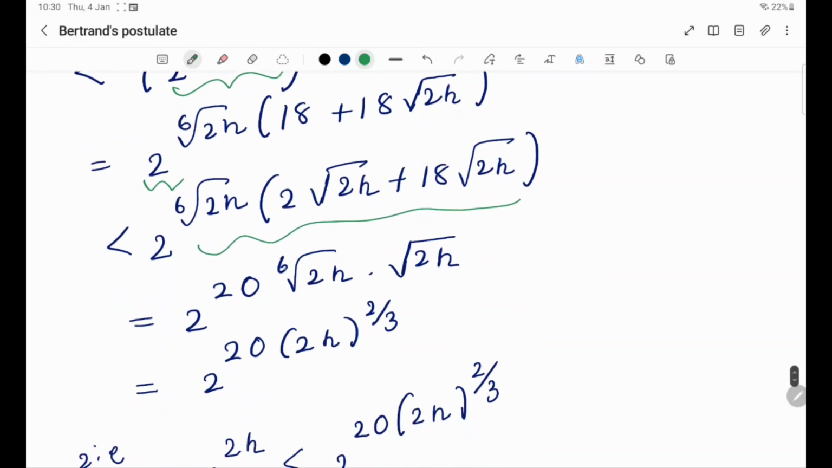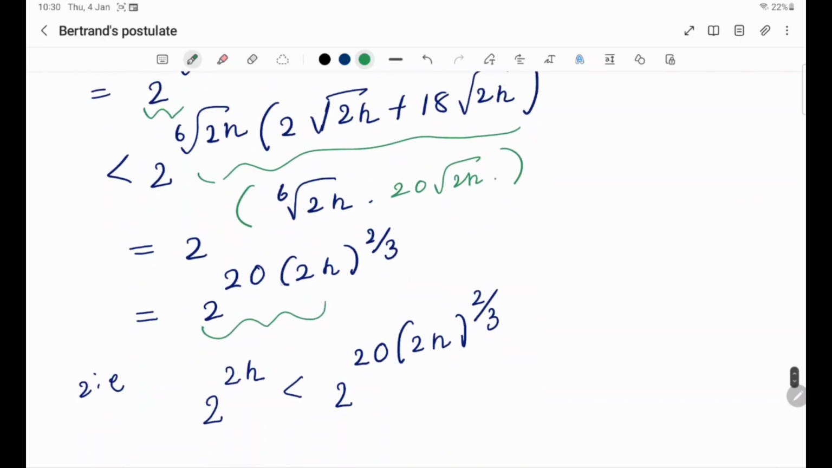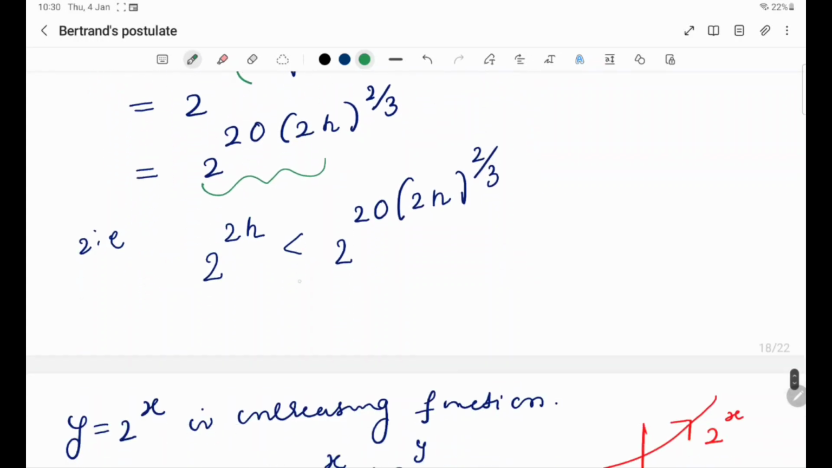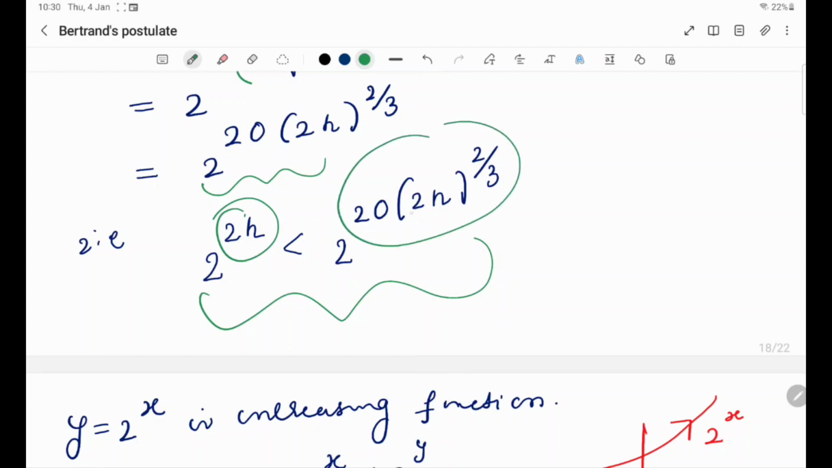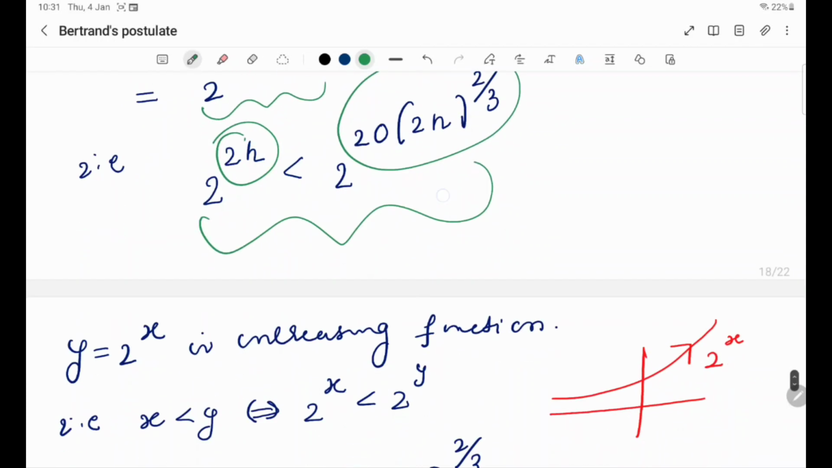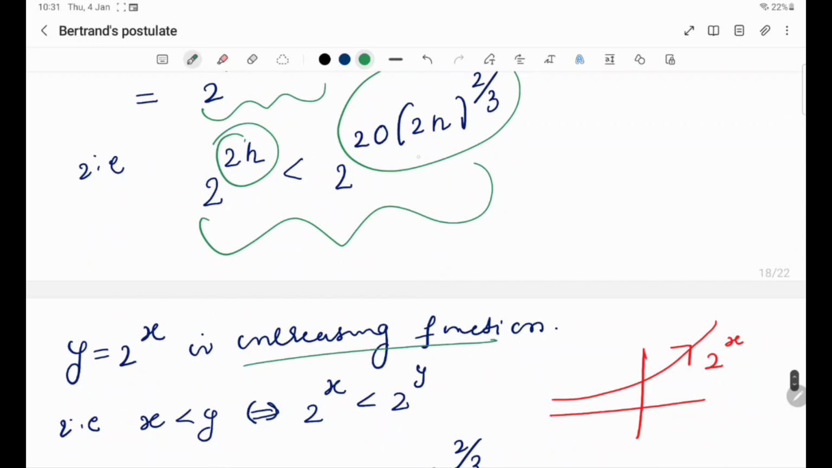Then you take out, then you add this, so you get 20 root 2n and 6 root 2n, right? Maybe you can write that here. 20 root 2n, 2 power. So that would be compressed to 2 raised to 20 times 2n raised to 2 by 3. So finally what you are getting: 2 raised to 2n is less than 2 raised to 20 times 2n raised to 2 by 3. And y equal to 2 raised to x is an increasing function, right?